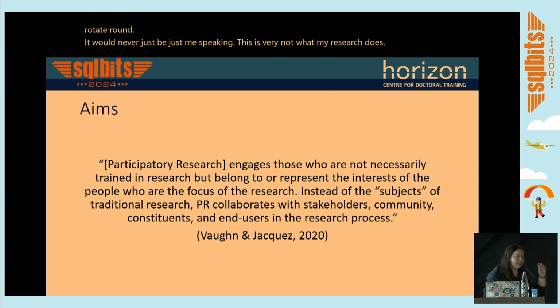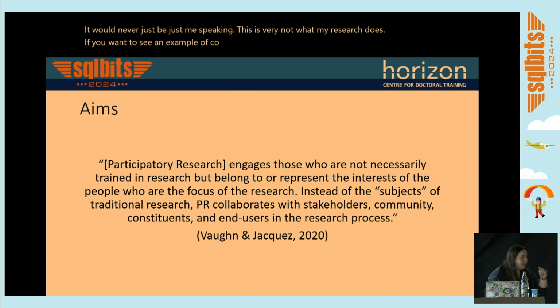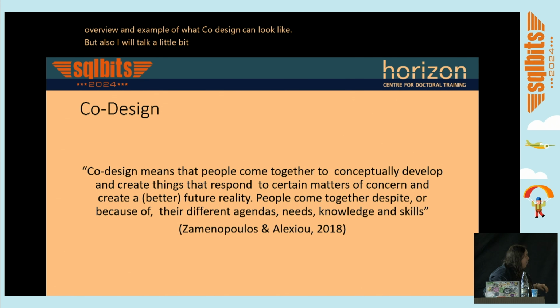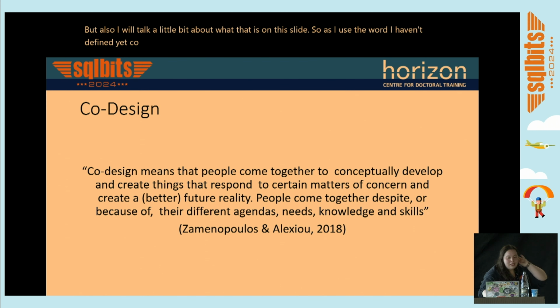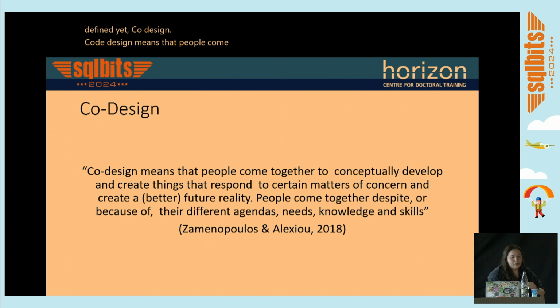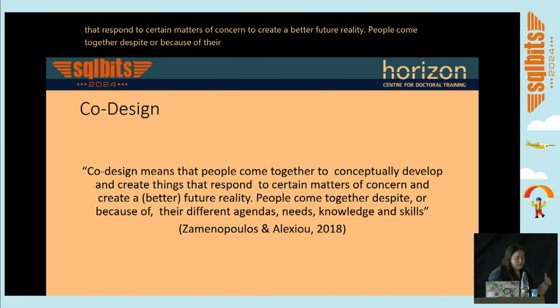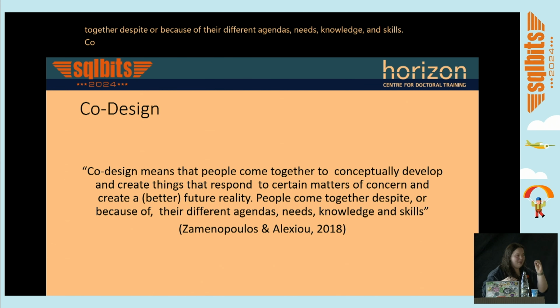If you want to see an example of co-design, when I was here last year, we did a very brief overview, an example of what co-design can look like. But also, I will talk a little bit about what that is on this slide, because I realize I used a word I haven't defined yet. Co-design means that people come together to conceptually develop and create things that respond to certain matters of concern to create a better future reality. People come together despite or because of their different agendas, needs, knowledge, and skills. Co-design is a specific methodology inside the big umbrella of participatory research.